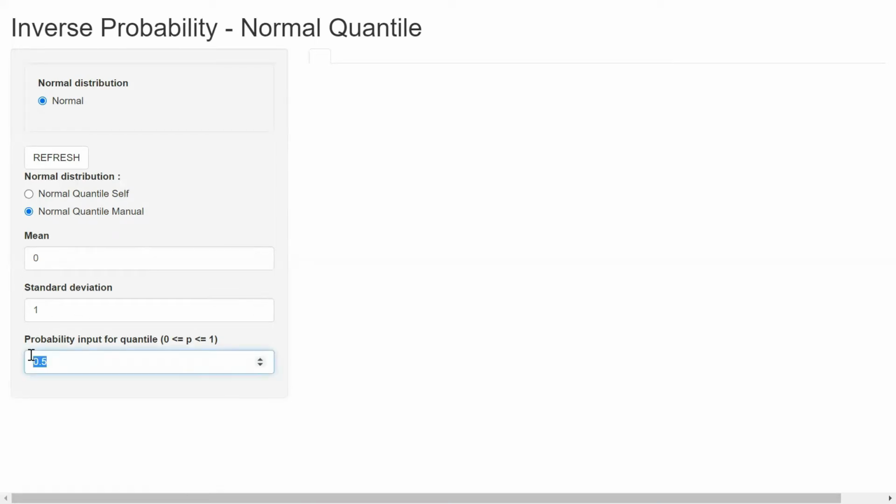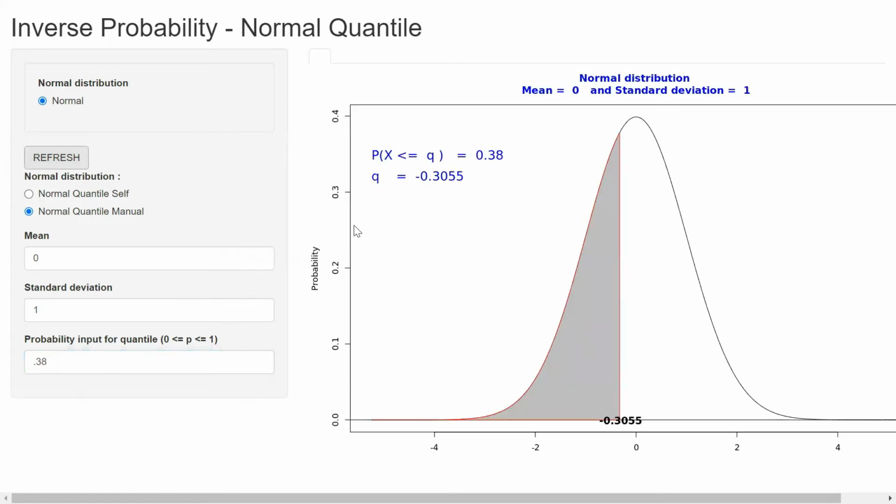In this text box, probability input for quantile, enter the given probabilities turn by turn and see the result on this display panel. First 0.38. Refresh. The result here, negative 0.3055, is the quantile for the left probability. 0.67. The result here, 0.4399, is the quantile for the right tail probability.